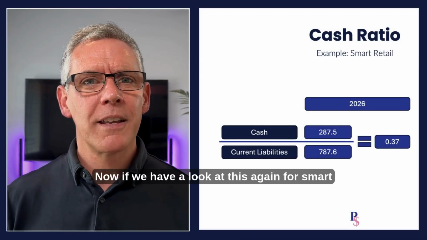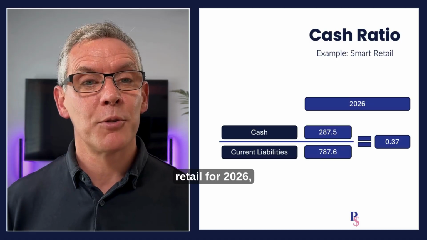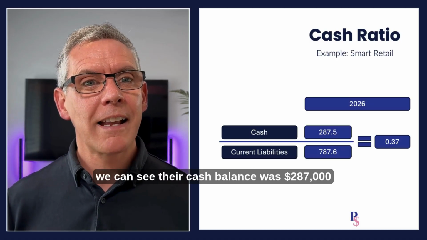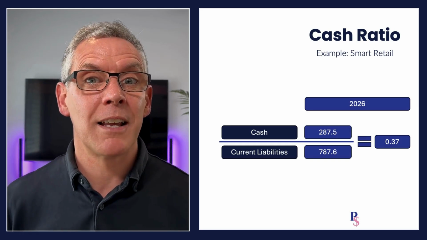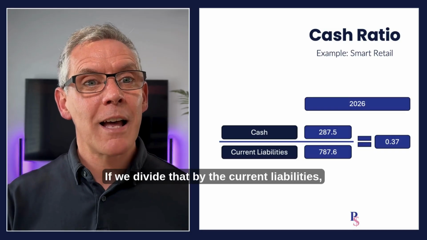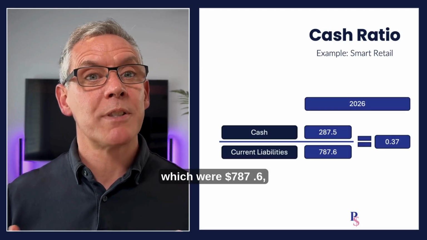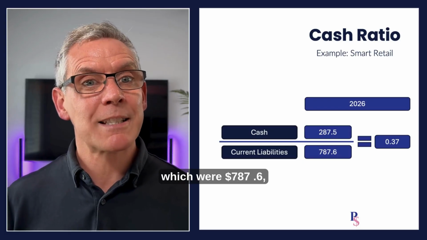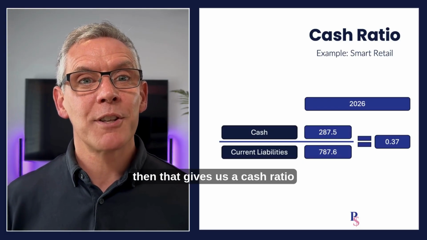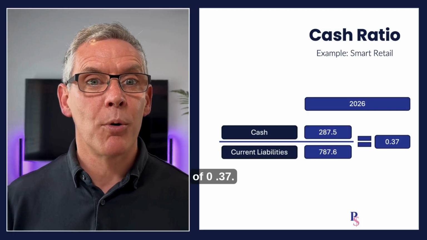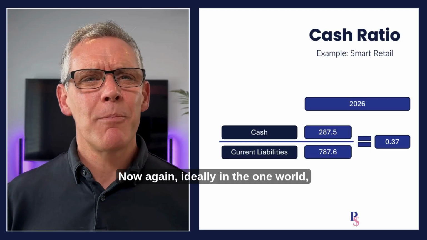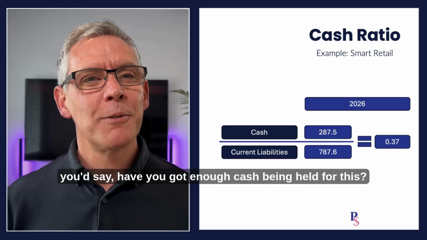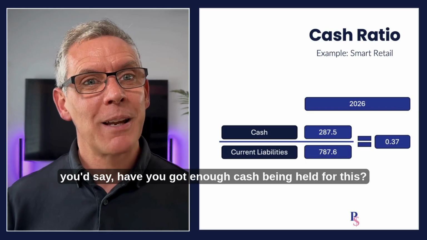Now, if we have a look at this for Smart Retail for 2026, we can see their cash balance was $287,000, or 287.5. Divide that by the current liabilities, which were 787.6, then that gives us a cash ratio of 0.37. Now, again, ideally, in the one world and one mind of thinking, you'd say, have you got enough cash being held for this?